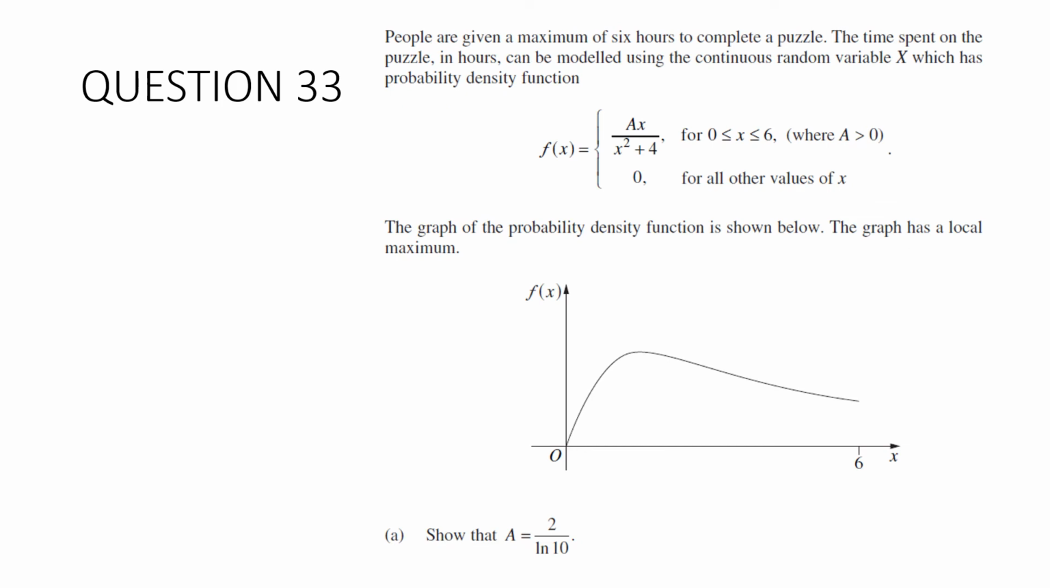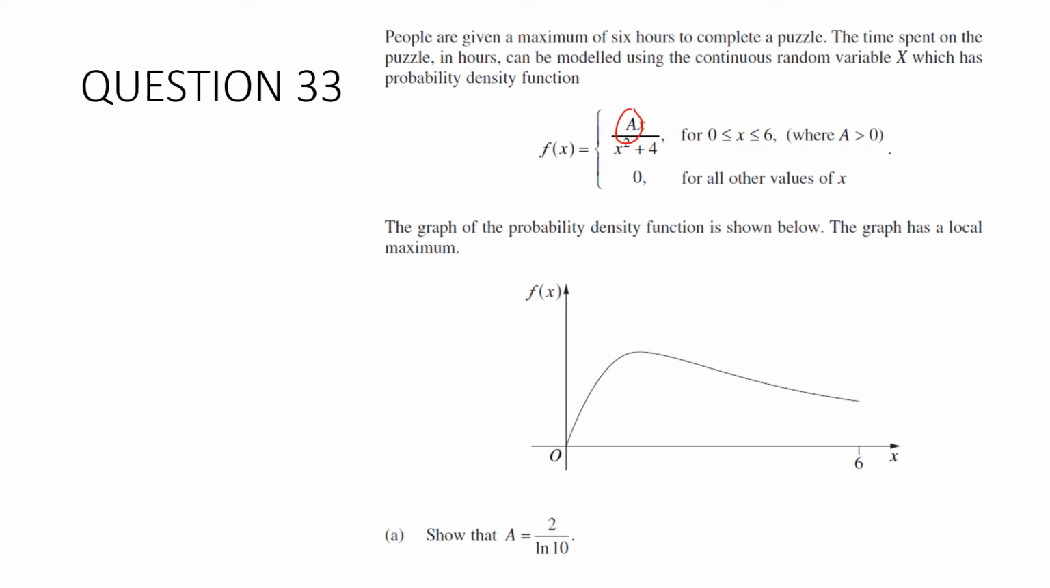Question 33. People are given a maximum of 6 hours to complete a puzzle. The time spent on the puzzle in hours can be modelled using the continuous random variable x, which has probability density function as given. The graph of the probability density function is shown below. The graph has a local maximum. Show that A, which is up here, is equal to 2 over log 10.